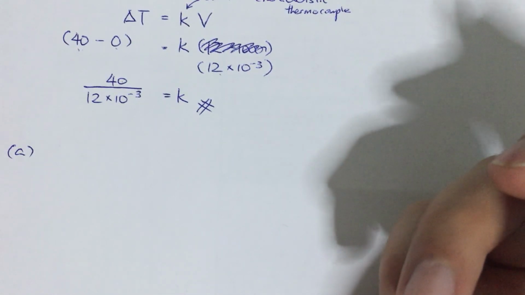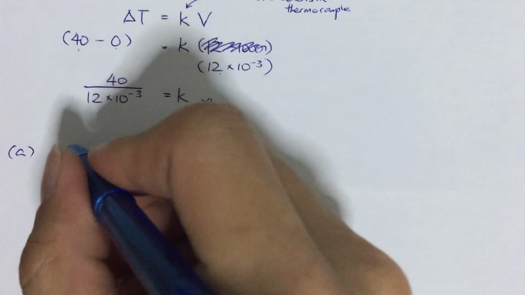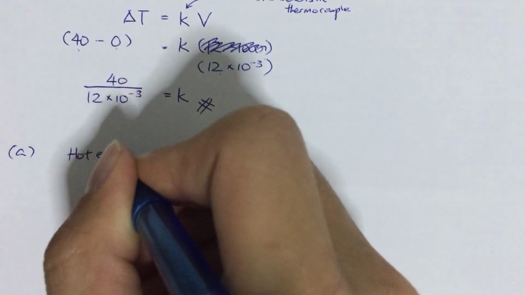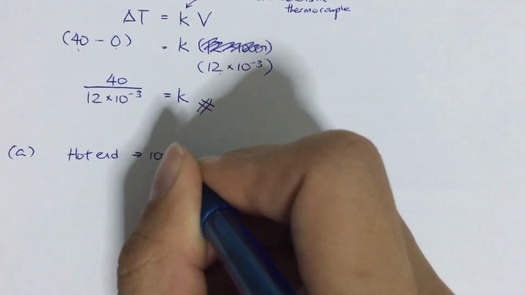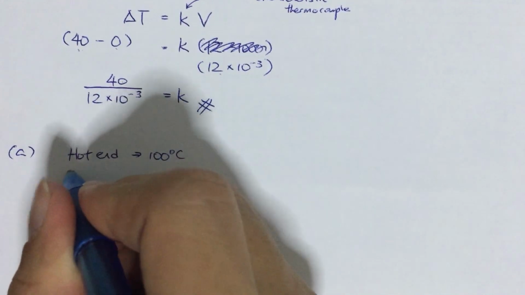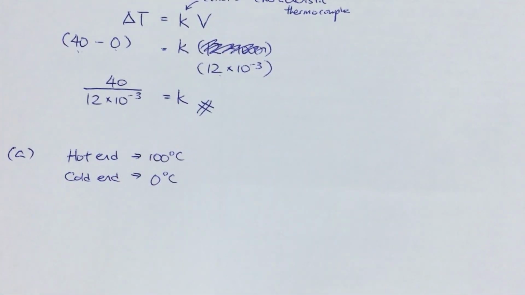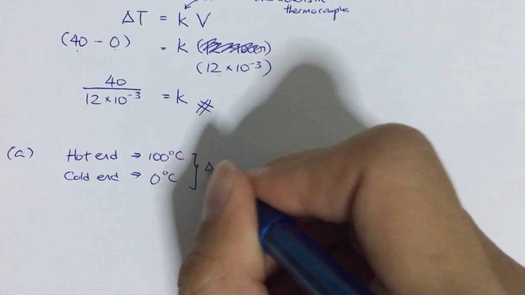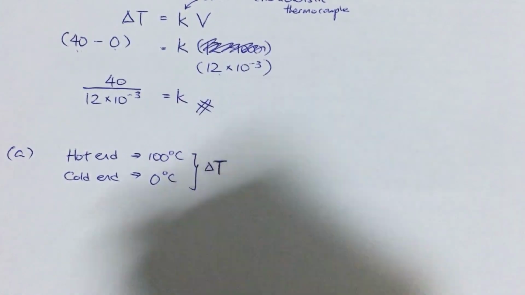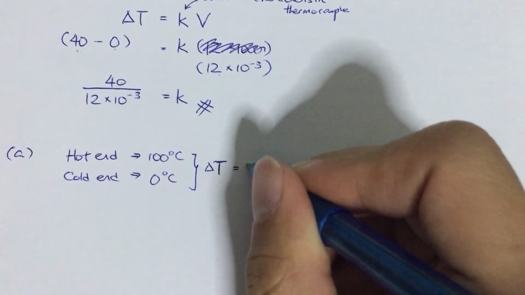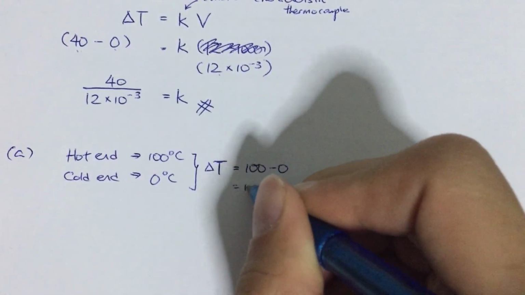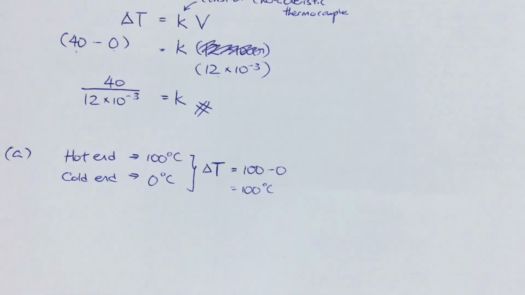So when your hot end is placed in steam, basically they are saying that now your hot end is at 100 degrees Celsius and your cold end is still in ice, right? So it's 0 degrees Celsius. With these two pieces of information, you work out your new difference in temperature: 100 minus 0, which is 100 degrees Celsius. So far so good.